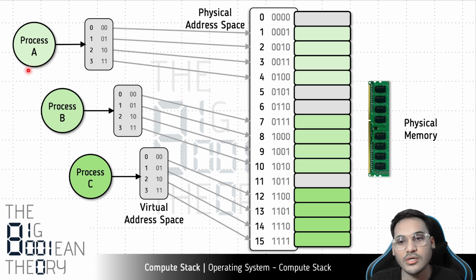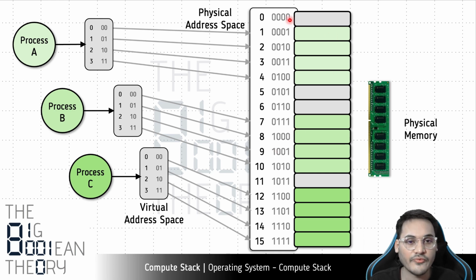So in this computer, let's take a hypothetical example. There are three processes A, B, and C. For every process in the system, the OS provides the illusion of a private memory. So let us see how that works. Basically, the illusion of private memory is created by the abstraction of an address space. So what is an address space?